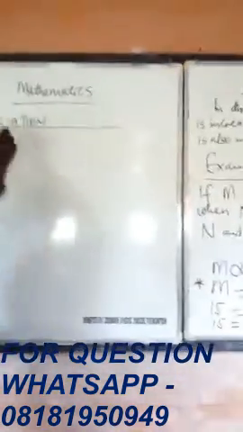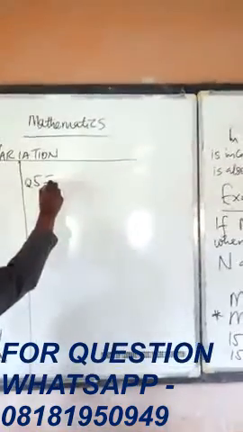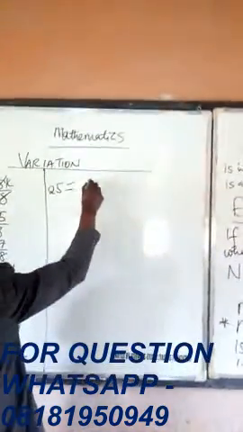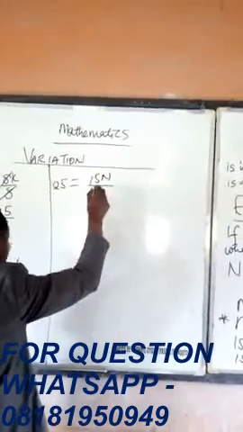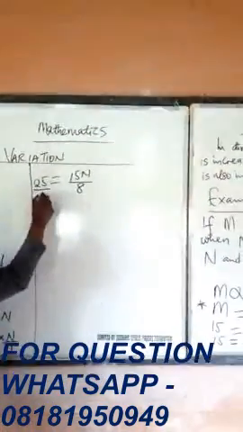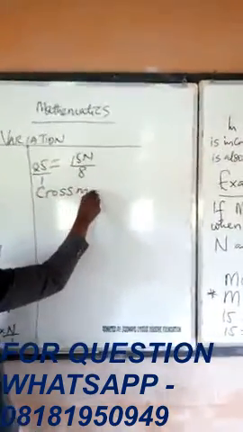That will give us 25 equals, you know, this is the same thing as over 1. 15 times n, that will give us 15n, over 8 times 1, we have 8. This is the same thing as over 1. You cross multiply.